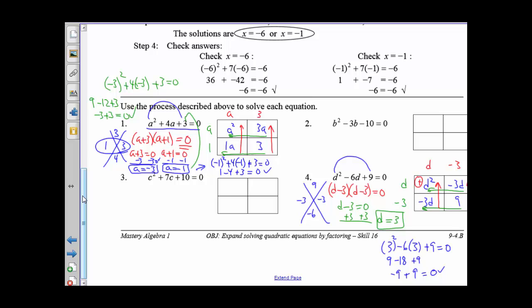All right, your turn. What you're going to do is hit pause. You're going to do 2 and 3. Check back in a few minutes. Go.